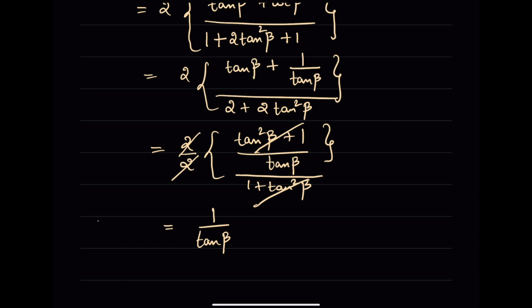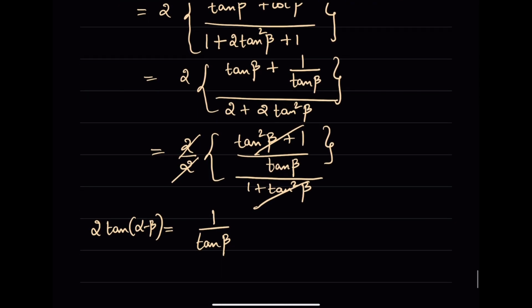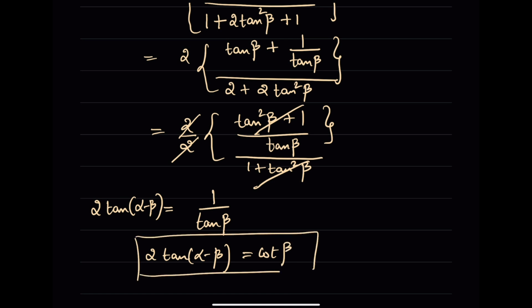So this is nothing but 2 times tan of alpha minus beta. That is where we started actually. Correct? And this is equal to 2 times tan of alpha minus beta is equal to cot beta. So this is the proof of the third one. So practice more and more problems like this so that you become an expert in solving trigonometric functions.